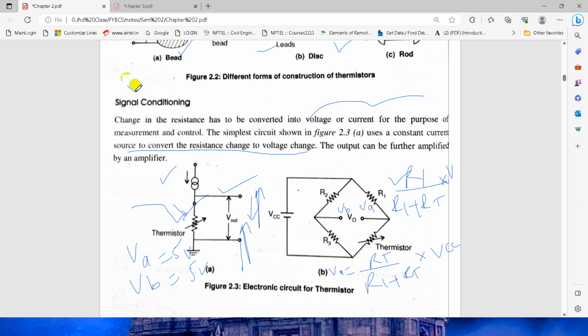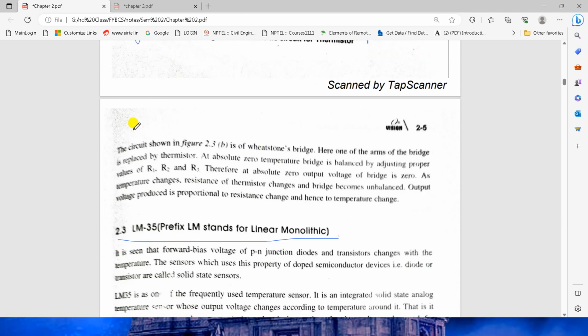This is the signal conditioning of the thermistor. The change in the resistance is converted into voltage or current form for the purpose of measurement and control. The simplest circuit is shown here. It uses a constant current source to convert the resistance change to a voltage change. The output is further amplified by an amplifier. The circuit shown is a Wheatstone bridge, where one of the arms of the Wheatstone bridge is replaced by the thermistor.